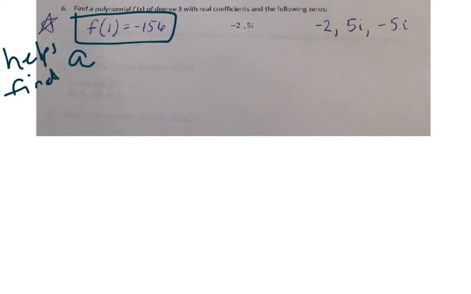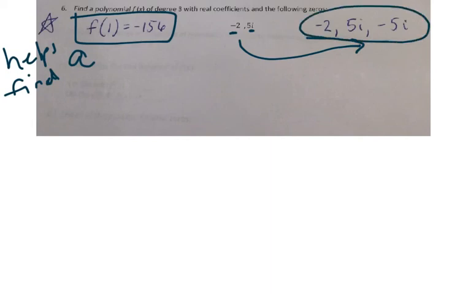That helps us find that a value. They tell us our zeros are negative 2 and 5i. But please recall that if 5i is a zero, then negative 5i is also a zero. So I rewrote these to indicate that I have all 3 of my zeros. Remember, it has degree 3. There's no added multiplicity on either of those, and so my complex zeros must include both the positive and the negative.